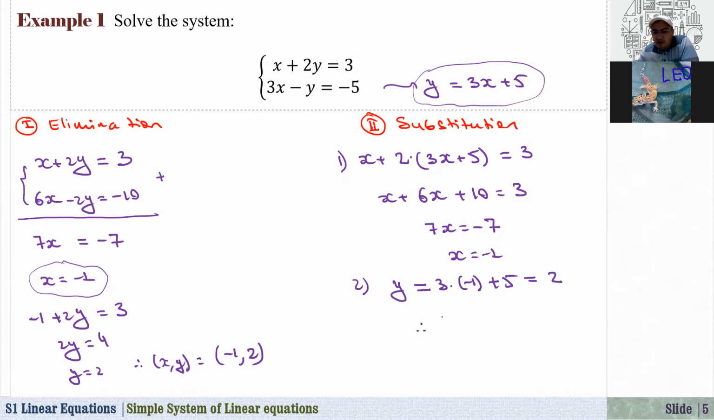So the solution of the system is a pair of numbers, right? That is -1 and 2. It has one solution. So x equals -1 and y equals 2. That's the solution of this system.